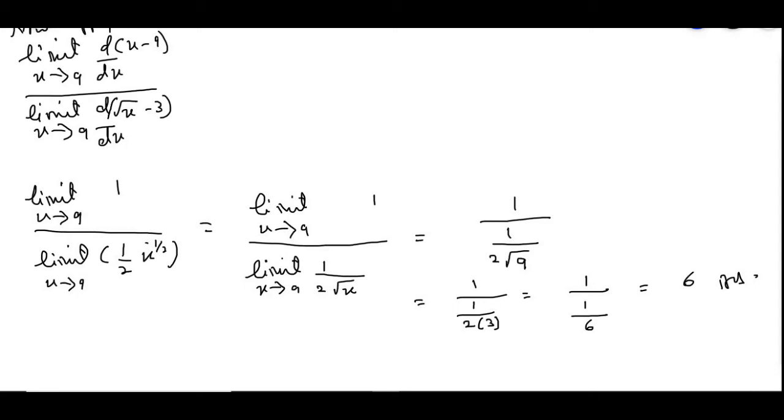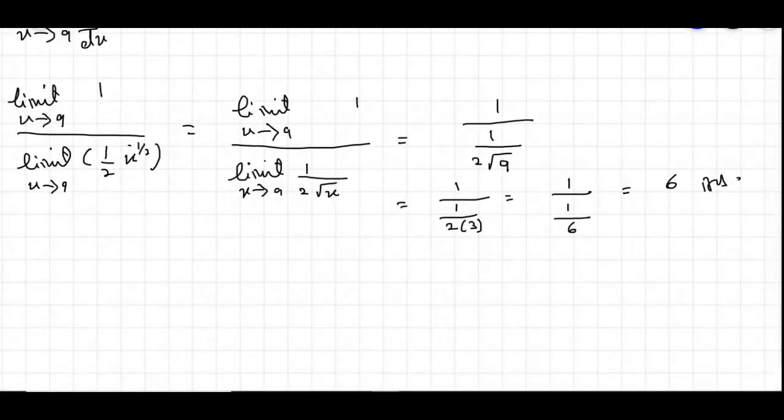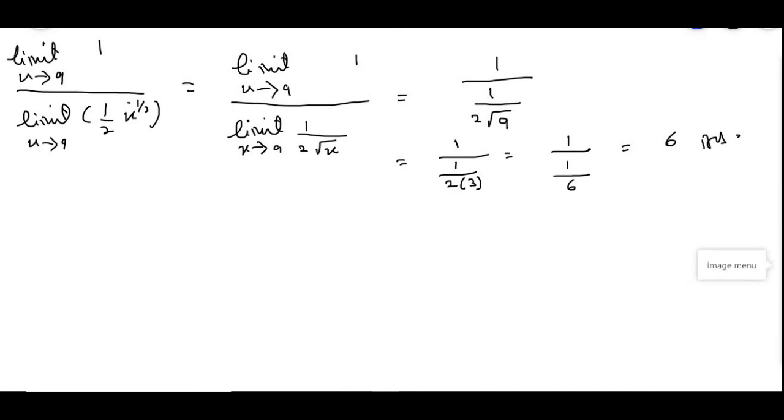Now I would like to make clear that we have a rule for the divisions which are converted to multiplication: A over B divided by C over D is A divided by B multiplied by D by C. So we have applied this rule in obtaining the answer, which is 6.